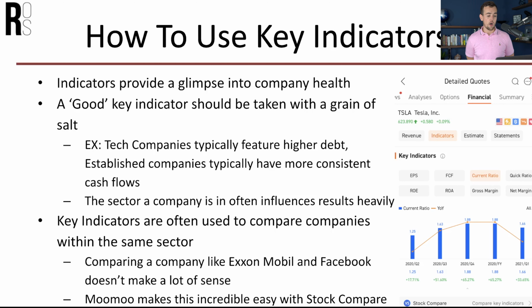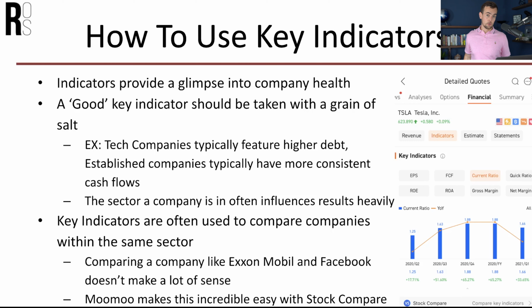Key indicators are often used to compare companies within the same sector. So, for example, if you're looking at the PE ratio, that is something where you would compare the PE ratio of two companies within the same sector or industry. So basically, comparing a company like ExxonMobil and Facebook makes absolutely no sense. There's totally different ways that those businesses are being valued.